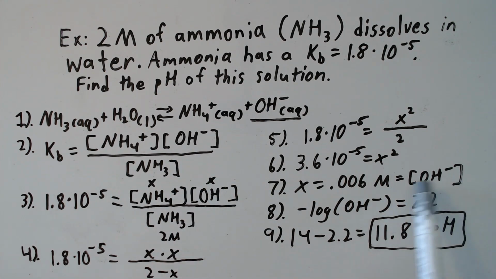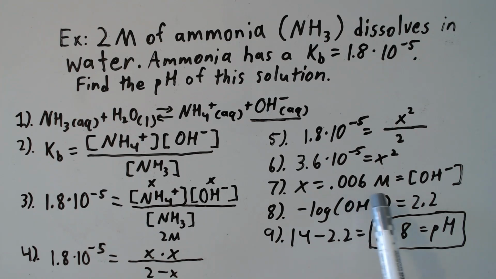So the OH- here will be 0.006 molar. And now all we have to do is convert this concentration of OH- to the pH. So we can use that second method I taught you in the previous section, and we can take the negative log of this 0.006 molar, and we will get 2.2. And we subtract this 2.2 from 14 to get our pH, which is 11.8. So effectively we just found the pH of this 2 molar ammonia solution that was in the water.